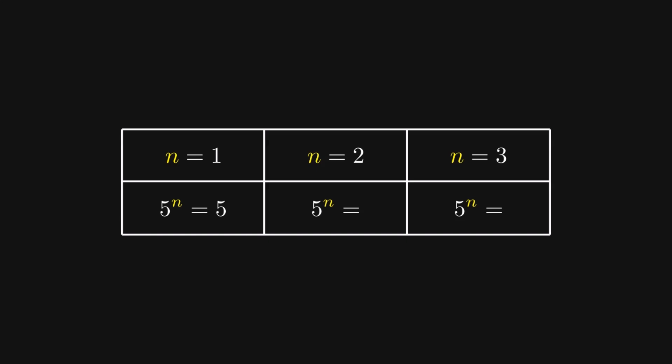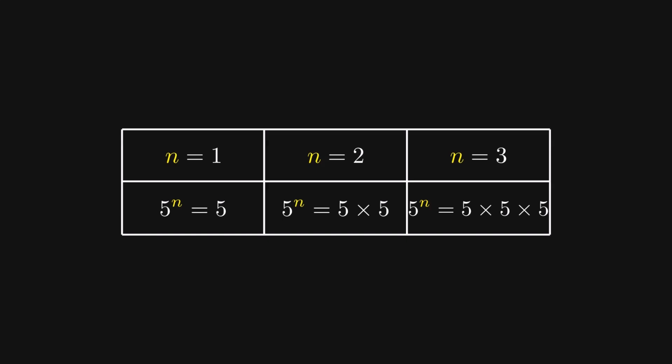When n is equal to 2, 5 raised to the power of 2 is the product of two 5s. So 5 raised to the power of 2 is equal to 5 multiplied by 5. And lastly, when n is equal to 3, 5 raised to the power of 3 is the product of three 5s. So 5 raised to the power of 3 is 5 multiplied by 5 multiplied by 5.